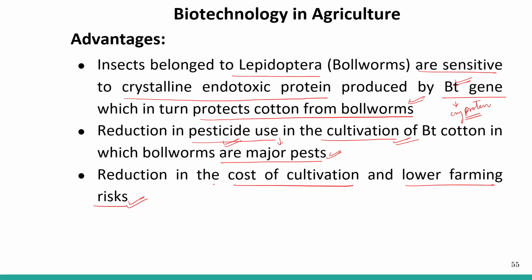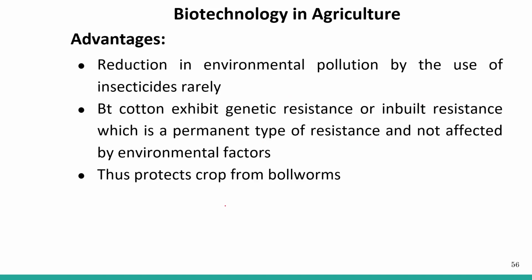Reduction in the cost of cultivation and lower farming risk. So the use of this particular cotton causes the reduction in the cost of cultivation and lowers the farming risk also. Reduction in the environmental pollution by the use of insecticide. Sometimes we use the insecticide and that causes pollution in some other way. So by using this particular variety of the cotton, that is BT cotton, there is a reduction in the environmental pollution also.